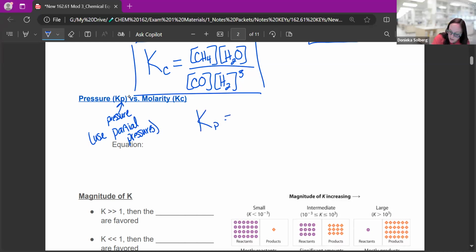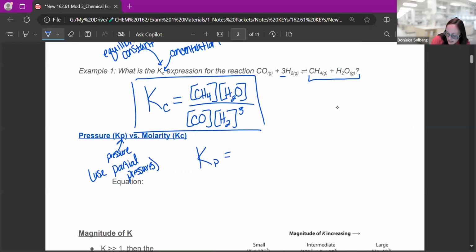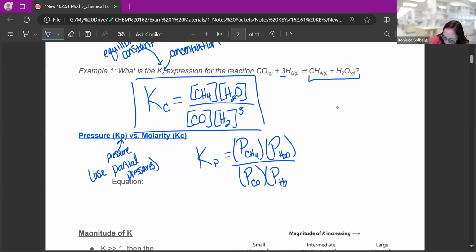Kp equals, again, products over reactants, but the way that we write partial pressures is like this: capital P with a subscript CH4, okay? I'm going to put that in parentheses just to keep everything kind of controlled. So it's the pressure of methane times the pressure of water over the pressure of carbon monoxide times the pressure of hydrogen gas cubed. Again, looks very similar to the one above, it's just pressures instead.